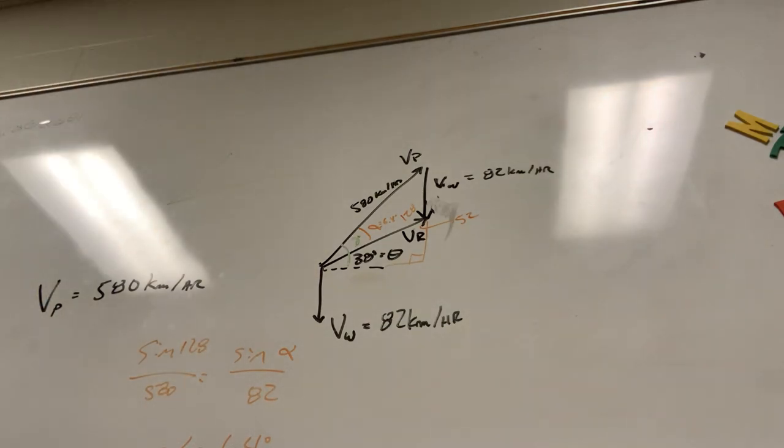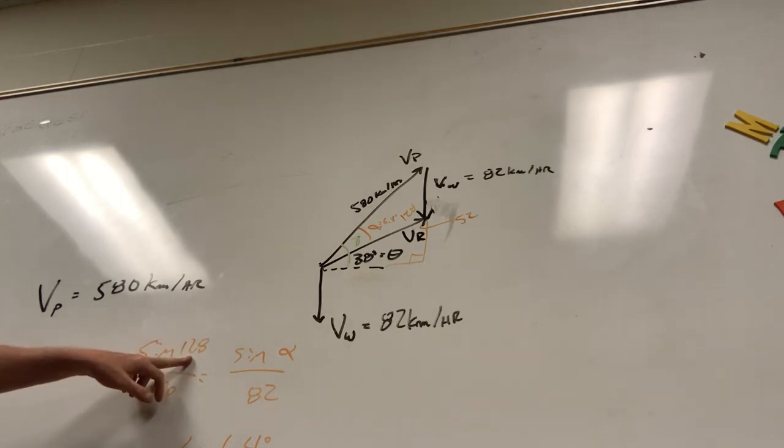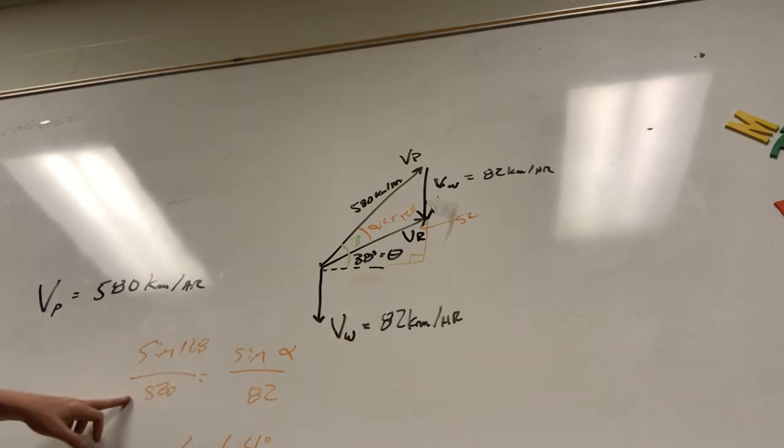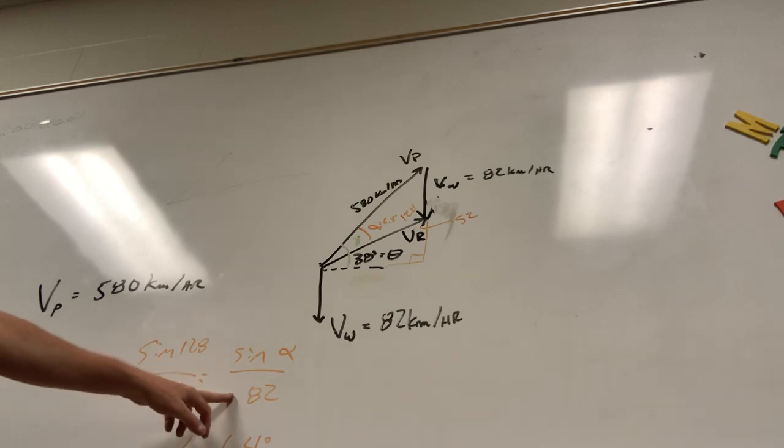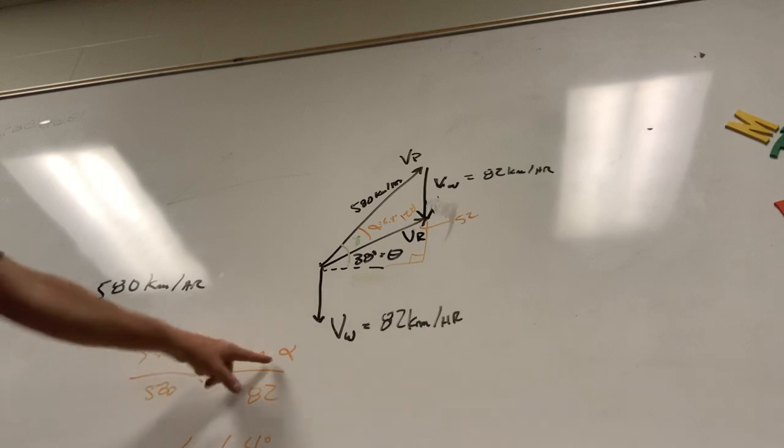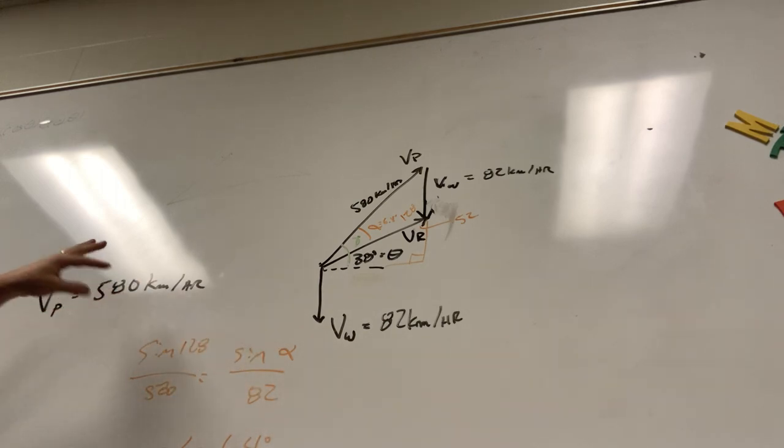Why you're not getting the 6.4? 128 sine, what do you get? 0.7. Yep, divide by 580. 0.0013. Seems about right. Times 82. 0.1114. Inverse sine. Inverse? Because the sine of the angle equals all that stuff you just did. Oh, so then I do inverse sine. Inverse sine, yep. You've gotten the ratio, now you need the angle that goes with that ratio. Wait, did you just do that in your head? No.